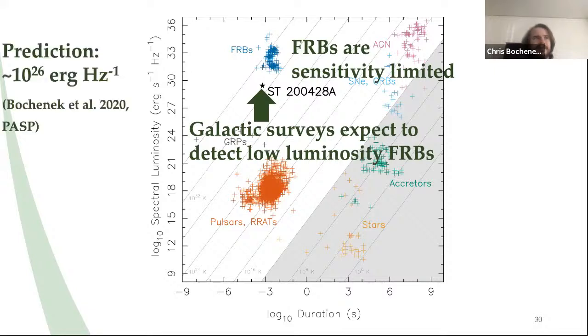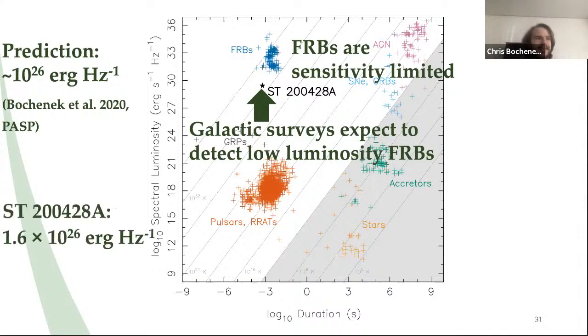And using this kind of logic, we made a prediction in our instrument paper about what a galactic fast radio burst would look like, and found that it would have an energy of about 10^26 ergs per hertz. And indeed, this event has an energy of about 10^26 ergs per hertz. And the energies of what we currently call a fast radio burst span about six orders of magnitude. So I think it's reasonable to include this factor of 30, considering the relative sensitivities of different FRB surveys.